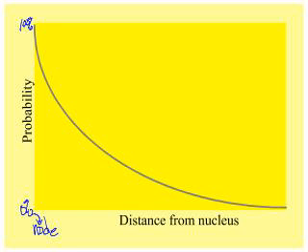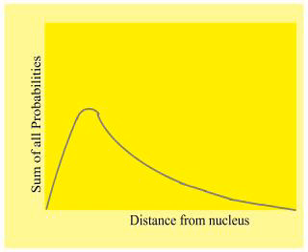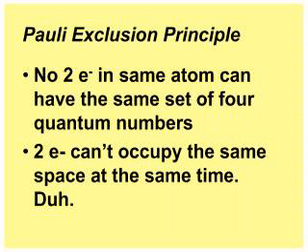So if I then take the sum of all of these probabilities, I get these weird shapes. And from these weird shapes, we can then figure out where the electrons possibly are. So the Pauli exclusion principle says no two electrons in the same atom can have the same set of 4 quantum numbers, which means 2 electrons can't occupy the same space at the same time.